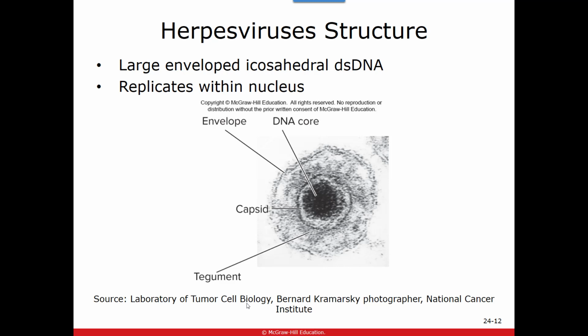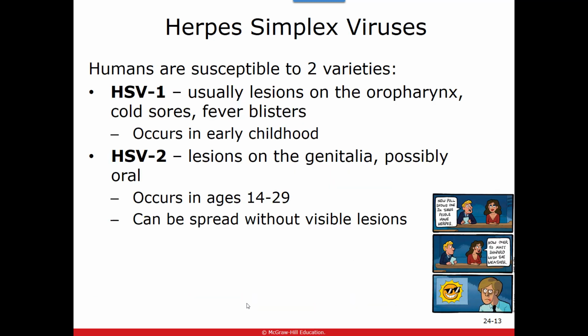Two of the more common ones are herpes simplex virus 1 and herpes simplex virus 2. Most of the time, when you hear of herpes, you most likely, without realizing it, are thinking of one of these. Now, both of them are going to cause lesions. The where is a little bit different. Herpes simplex virus 1 usually causes lesions around the mouth.